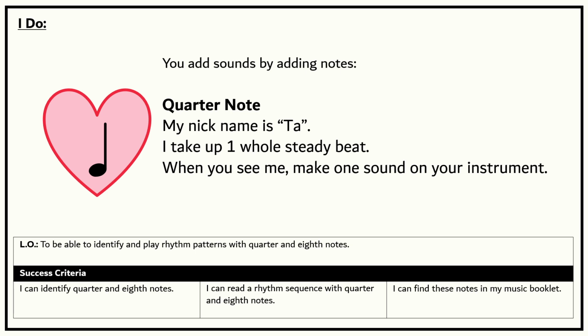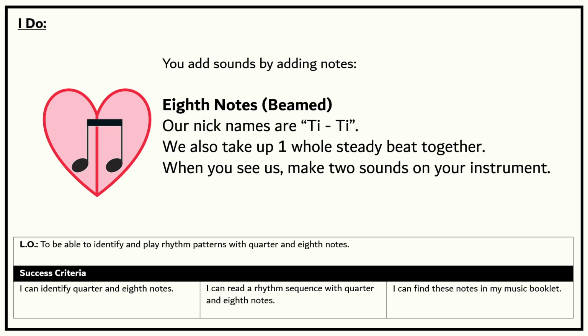The next pair of notes, these are 2 notes together, are called eighth notes, and because they are next to each other, they're beamed with that horizontal line that you see joining the 2 notes together. Every time we see these 2 notes in our reading or music, we call them ti-ti, and together these 2 take up a whole steady beat, which means separated, they take up half a beat each. When you see these 2 symbols, you make 2 sounds on your instrument.